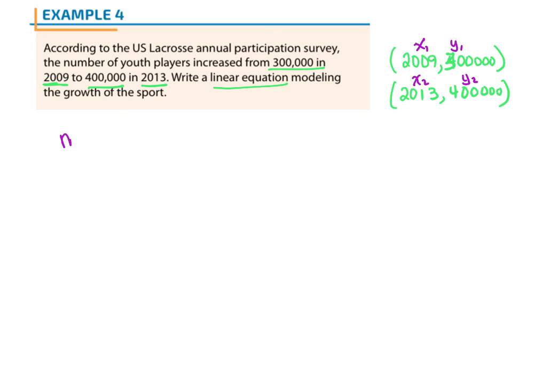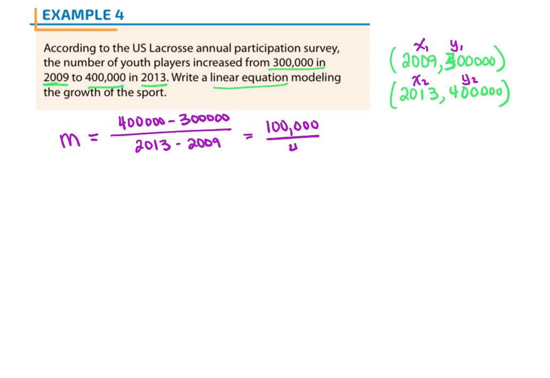So to find my slope, I'm going to say 400,000 minus 300,000. And then I'm going to say 2013 minus 2009. I will get 100,000 over 4, which reduces to 25,000. This means 25,000 players per year join the sport.